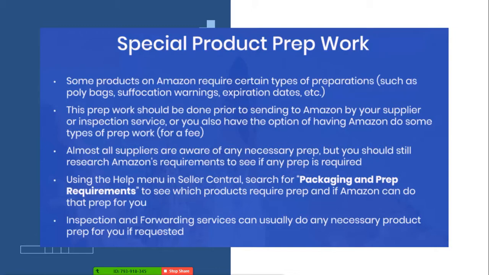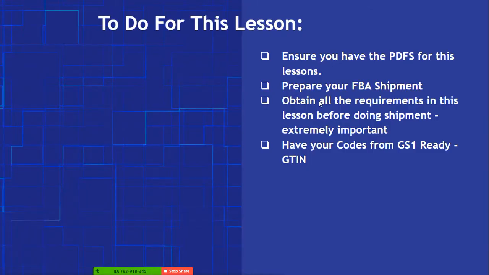Okay, now to do for this lesson, guys, I want you to have the PDF, which also breaks it down and ensures that you've understood what you must have before doing shipping. So let's prepare your FBA shipment for those who are ready to do shipping. Very happy for you. Okay, and then obtain all the requirements in this lesson before doing shipment. Extremely important. Then have your codes from GS1 ready. Basically, in our case here in Kenya, we're going to be given something called the GTIN. So I want us to have them ready, and then I'm going to walk you step by step in these coming weeks because we're going to cover a lot.